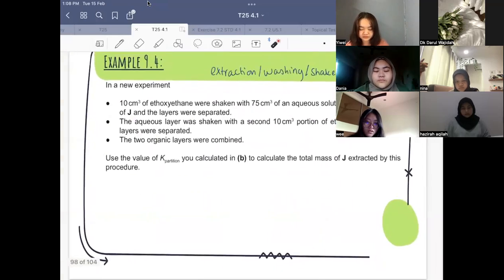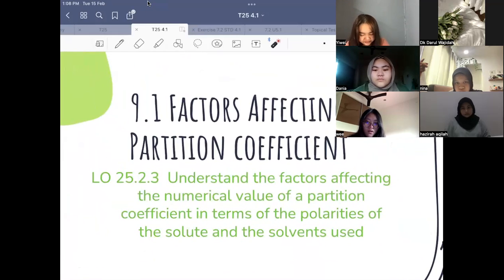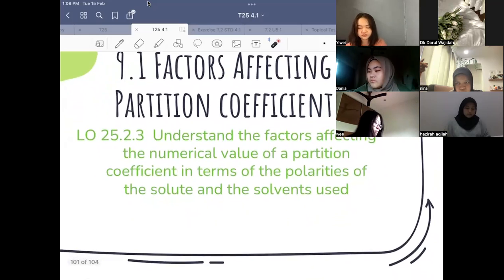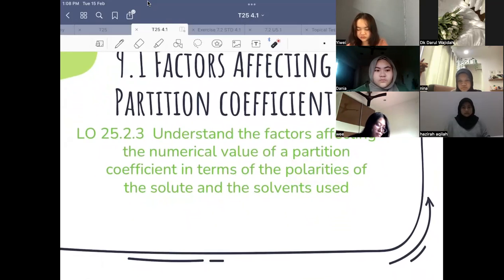Okay. So that brings us to the next part, the factors that affect partition coefficient. What are the factors that influence the number that we are looking at? We will be looking at it in terms of polarities of the solute and solvent. If you remember the polar and non-polar characteristic of a molecule, this is from your AS syllabus topic 3. I remember telling you in AS, polar molecule will dissolve in a polar solvent. So polar dissolve in polar, non-polar dissolve in non-polar.